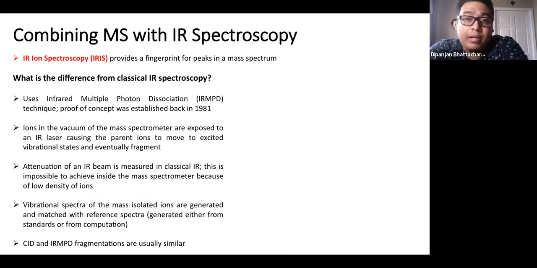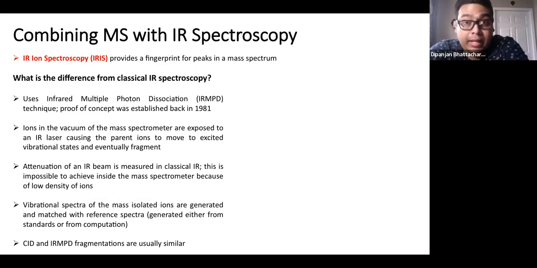We basically let the IR light go through the molecules, and the molecule will jump into an excited vibrational state, and then we measure the reduction in signal intensity to understand which wavelengths were absorbed. But this technique cannot be done in the mass spec simply because of the low ion density. So they have to use this IRMPD technique, and the ions will vibrate to a higher excited state, and eventually they'll fragment.